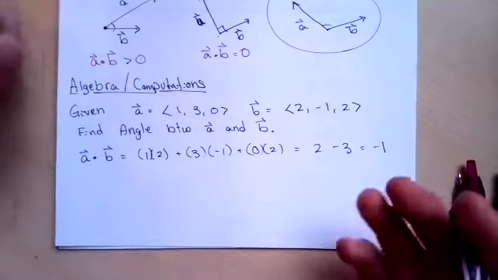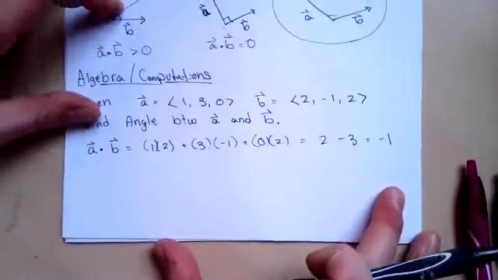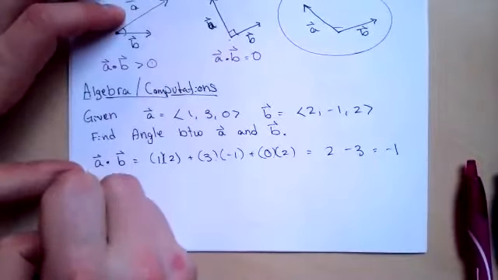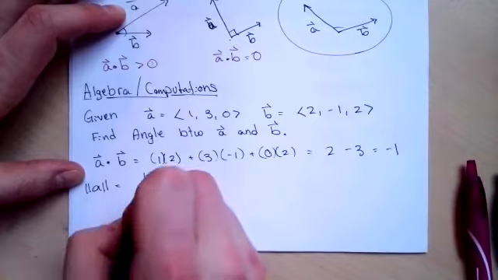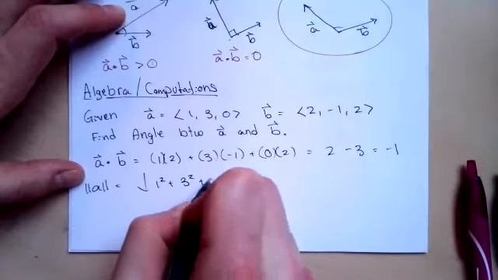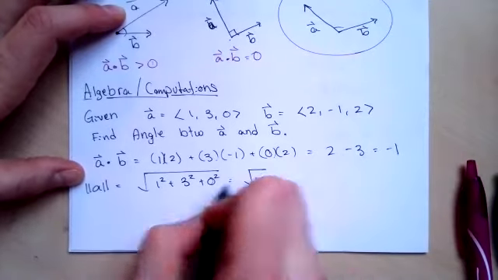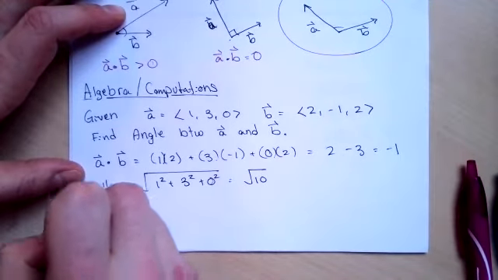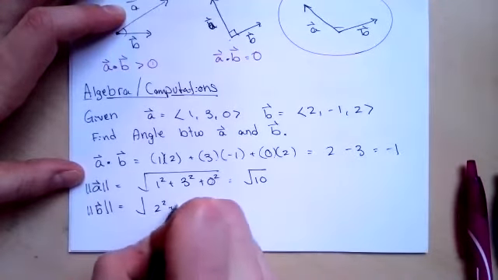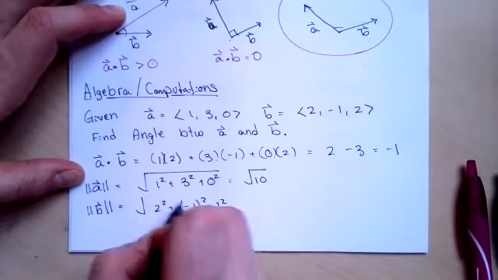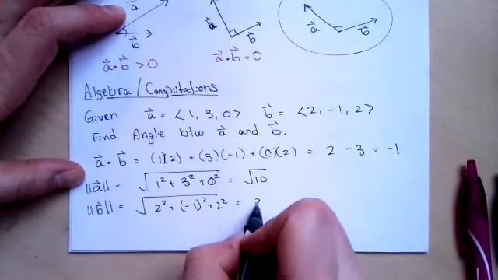How does that help us? Well, we know that the algebraic definition should match the geometric definition. So using the geometric definition, let's pick out our parts. We need to find the norm of A, which is going to be the square root of 1 squared plus 3 squared plus 0 squared. So root 10. Norm of B: 2 squared plus minus 1 squared plus 2 squared. That's going to give us 4 plus 4 plus 1. So square root of 9 gives us 3.